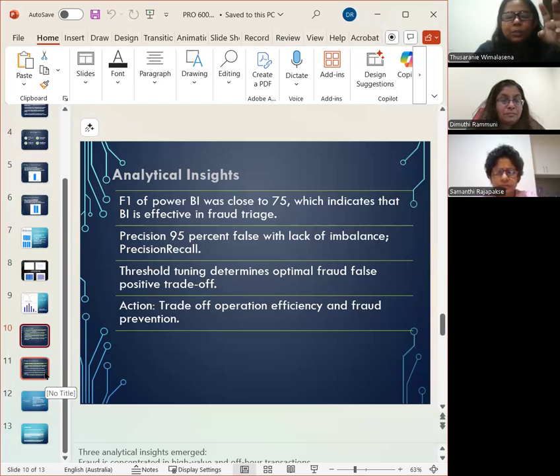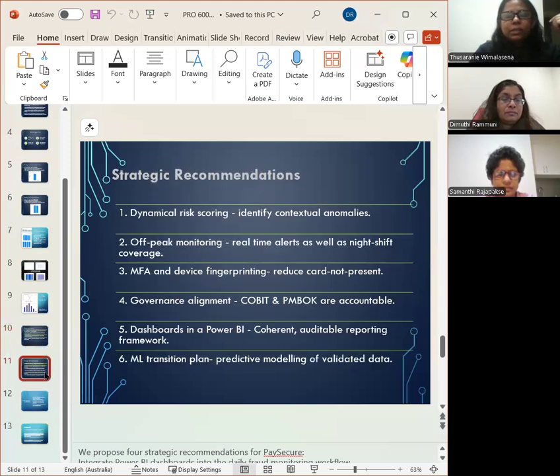So these insights prove that business intelligence is not only for data scientists, it's a practical management tool that makes fraud detection proactive, consistent, and data driven. The strategic recommendations: based on these insights, we suggest four clear strategies for PaySecure to strengthen its fraud detection system.